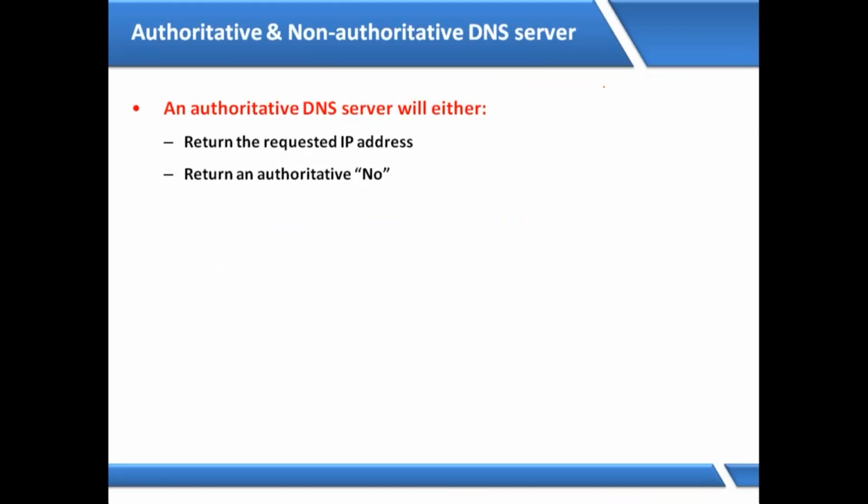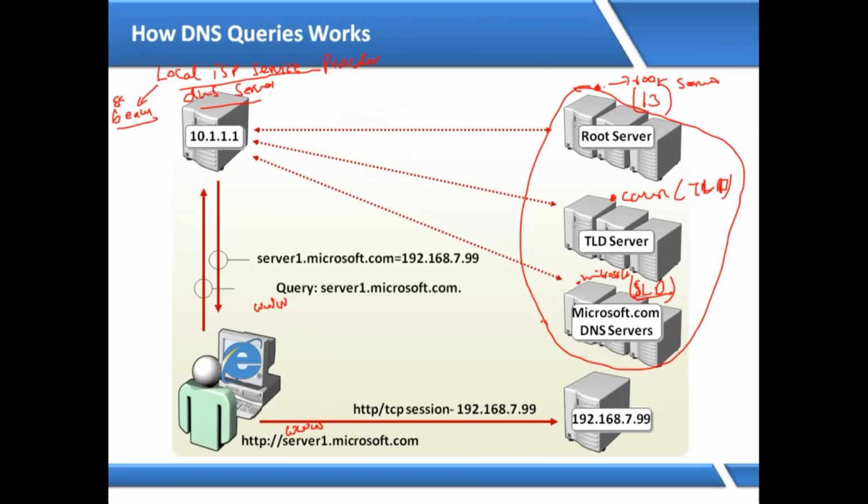Okay. So in this diagram now, these are all authoritative DNS servers, and this alone is non-authoritative. So this one is non-authoritative because it does not know, but it resolves the request by forwarding to the others. So this is your non-authoritative. This is what you have to remember. This is non-authoritative. This is authoritative.